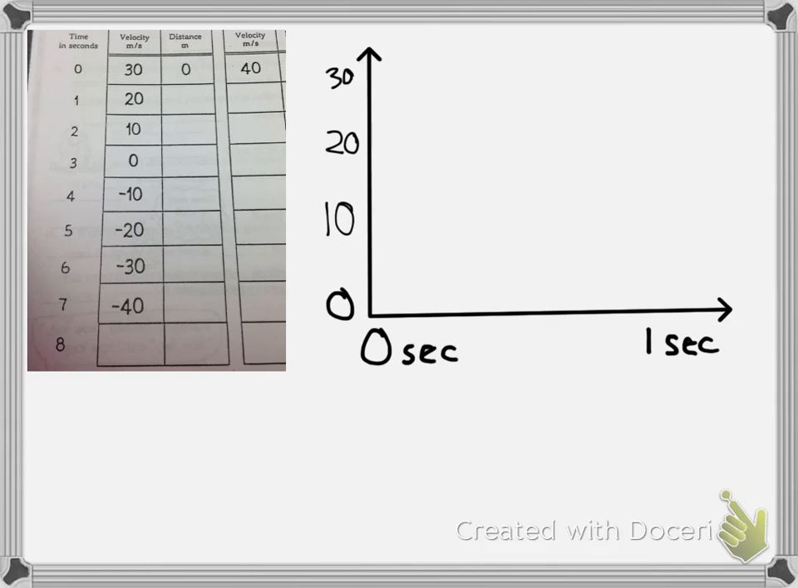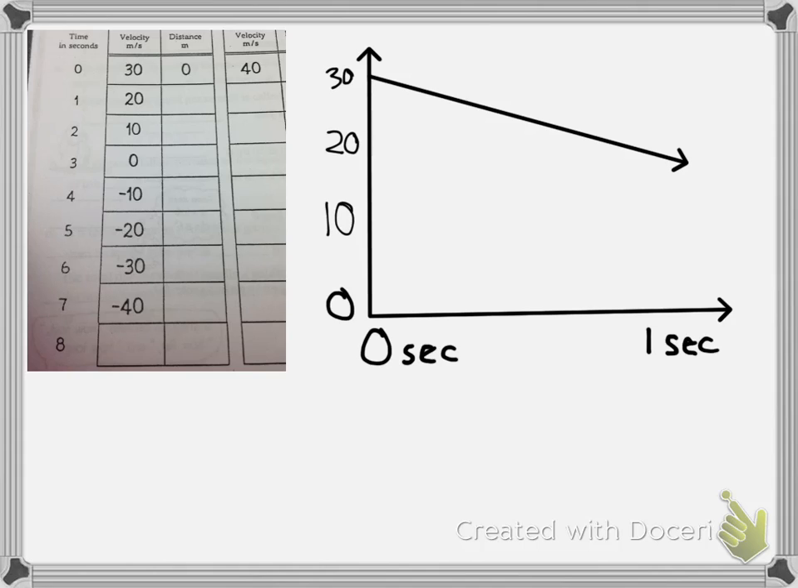So if you are looking at the first second of travel there, it's slowing down during that first second from 30 to 20 meters per second. So it's not going the same speed that entire first second. It's changing its speed the entire second.